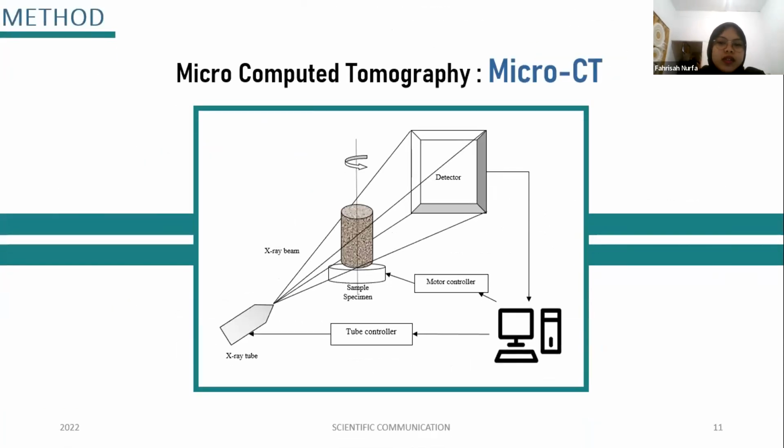This is an illustration of how micro-CT works. There is an X-ray tube that emits the X-ray beam to the sample specimen. A sample specimen can rotate 360 degrees, and the detector will record the signal that is sent to the computer and processed into a digital image. Computers are also used to control the X-ray tube and the motor of the sample specimen.